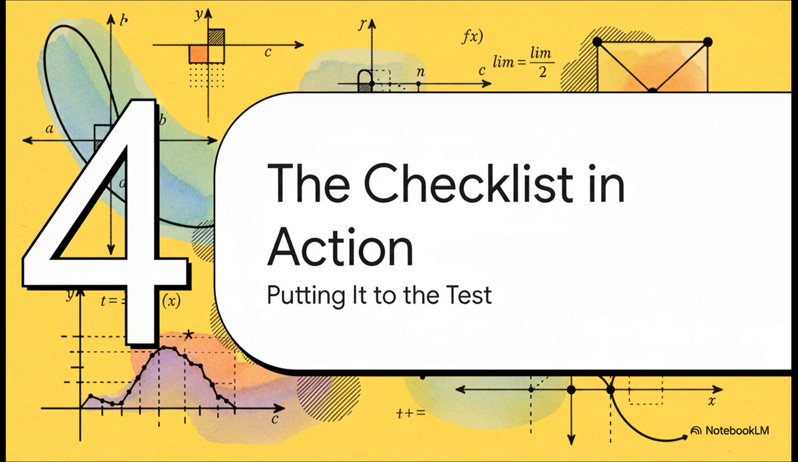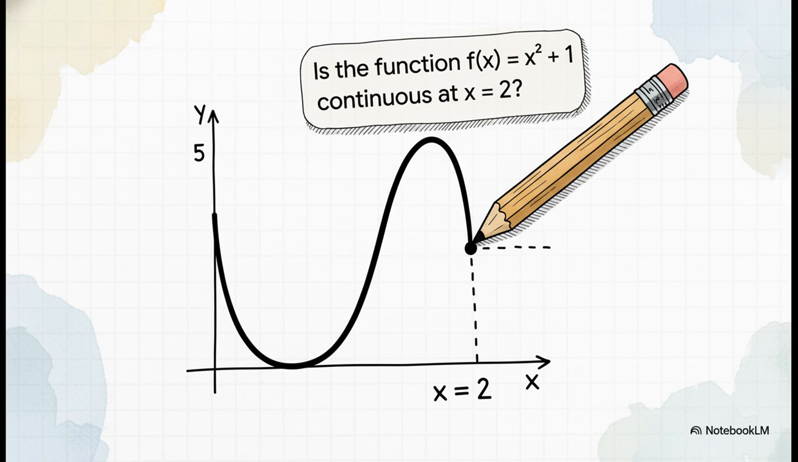All right, enough with the theory. The best way to really get this is to see it in action. Let's get our hands dirty and run through three different examples, starting easy and working our way up to a trickier one. First up, we've got a classic polynomial function. Now, intuitively, we all know what a parabola looks like. It's a smooth, unbroken curve. But let's not just trust our gut, let's prove it with the checklist at the specific point x equals 2.